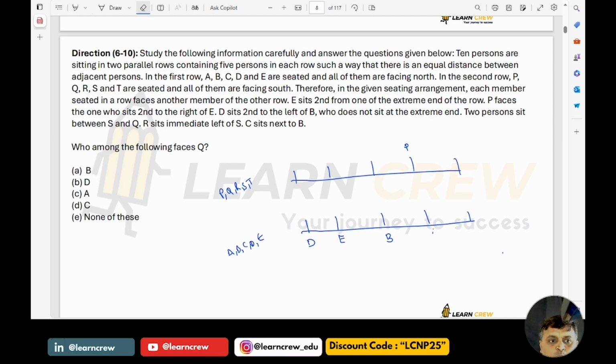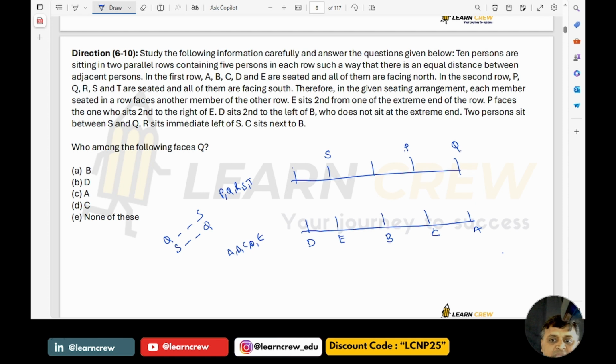Now next one, 2 persons sit between S and Q. Next, C sits next to B, which means the only person left here would be A. And 2 persons sit between S and Q. It cannot be here, because these two are already fixed. This is already fixed, P. So 2 persons sit between S and Q, I am taking like this.